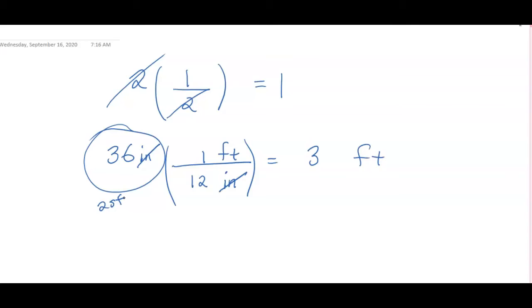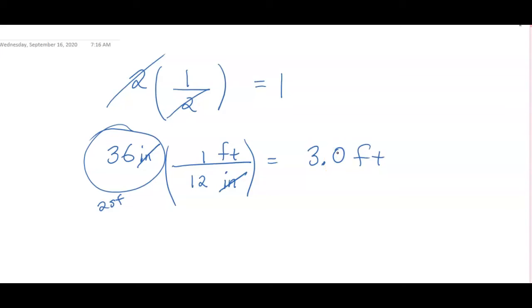For most of our problems, you can just look at the given number, which is the first number. It's the number given to you in the problem. Count up the sig figs there and round your answer to that many sig figs. So if I need 2 sig figs in my answer, I'm going to make this 3.0.